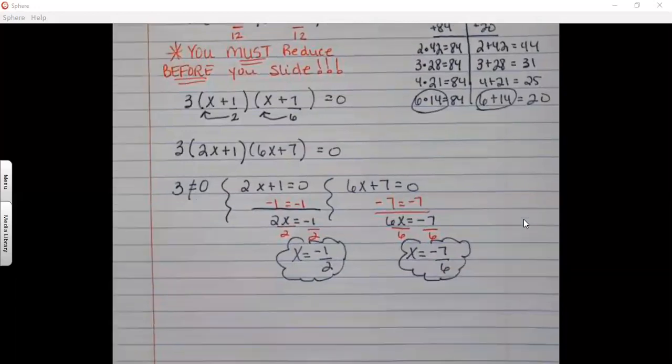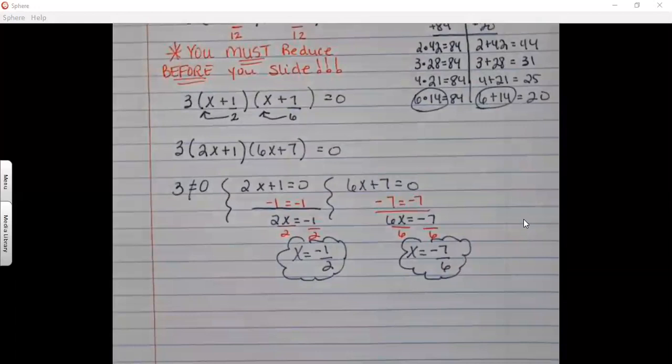So my solutions are -1/2 and also -7/6. You could call -7/6 -1 1/6 if you prefer. -7/6 is fine. If I were actually graphing this, I would definitely want to say -1 1/6 because that seems easier to find than -7/6 on my graph.